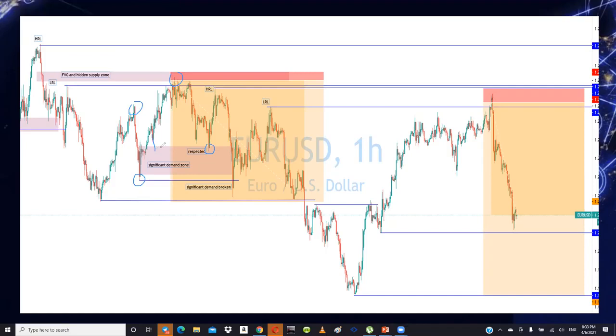First rejection, second rejection, third rejection, right? And formed this particular high before breaking it. So this high is the one that caused the break of this particular significant level. So after breaking it, we had a pullback here. This pullback was formed after price broke a significant demand zone.